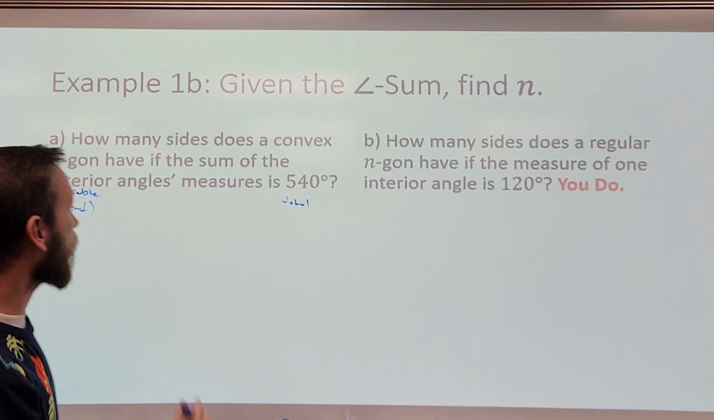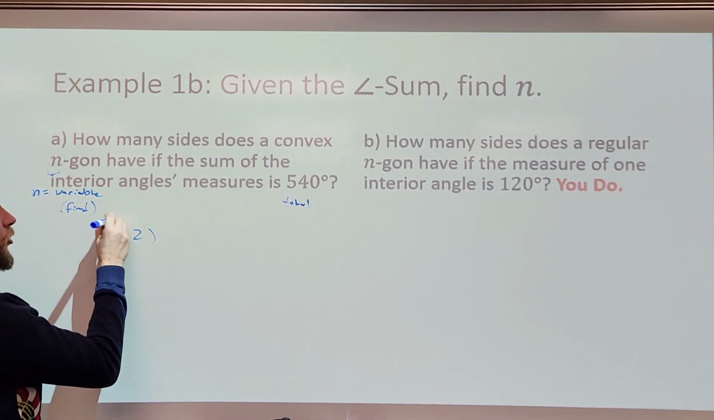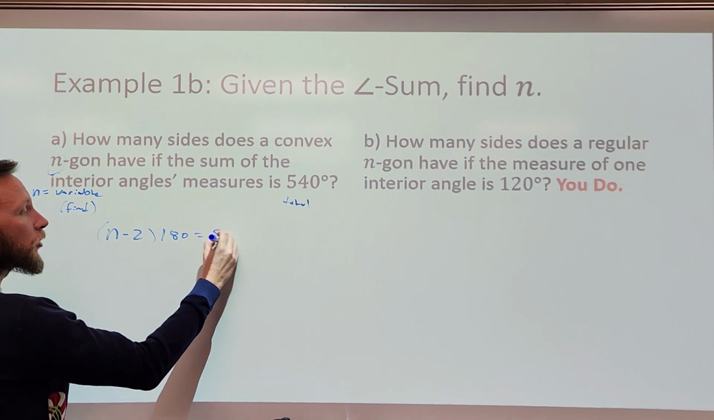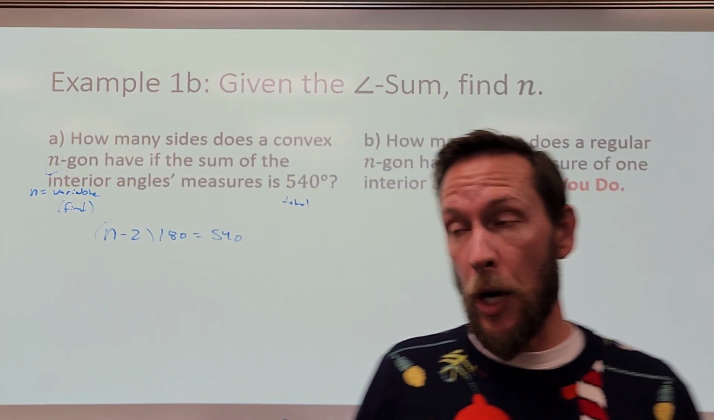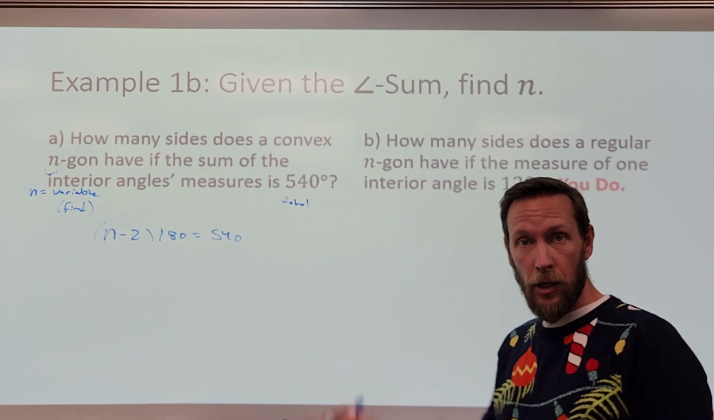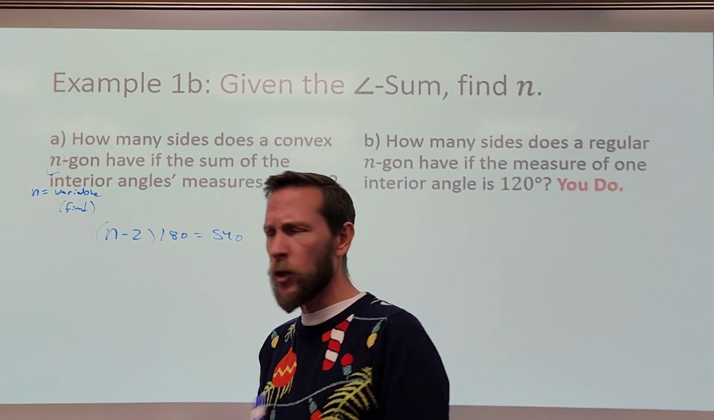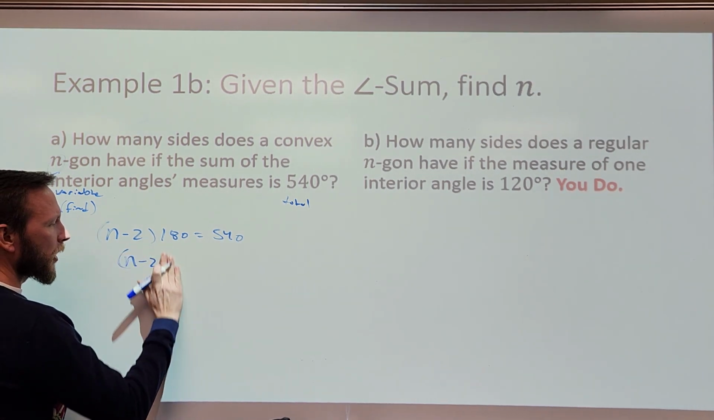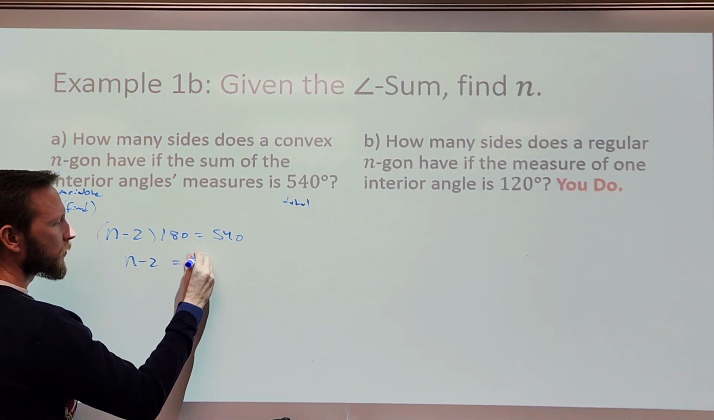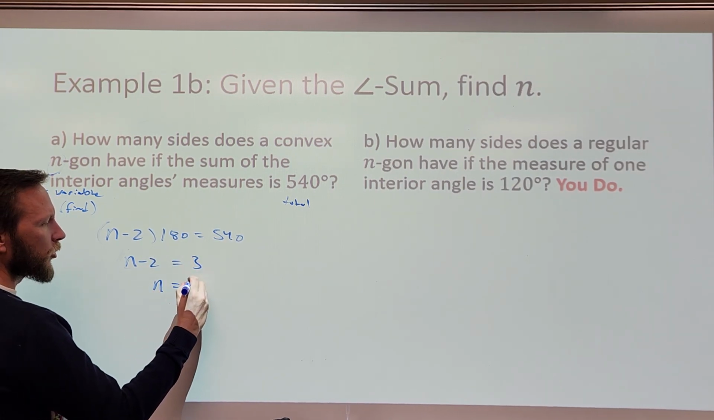So here we get to use some algebra 1 skills. We know that n minus 2 times 180 is going to give us our total. We have an equation that we can solve. And so we get to do algebra 1 to solve an equation. Can you do the algebra 1? Pause the video and see if you can do it. I'm going to divide both sides by 180. And I'm going to add 2 to both sides.